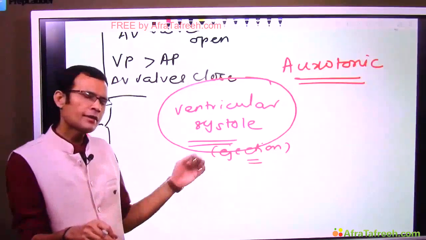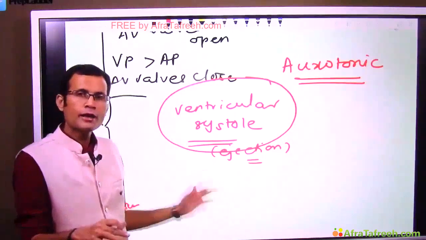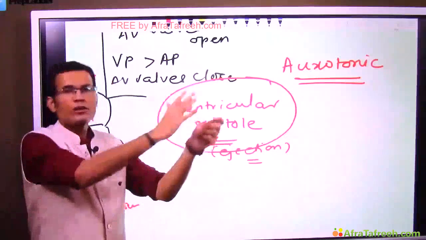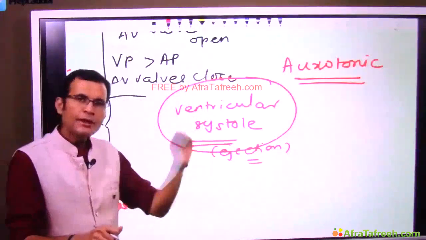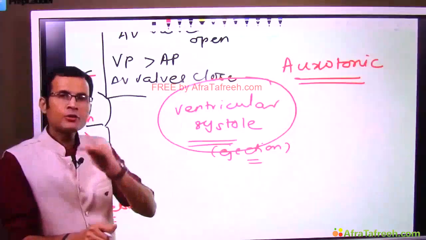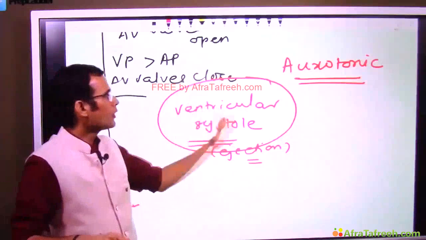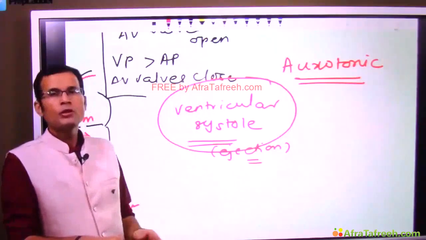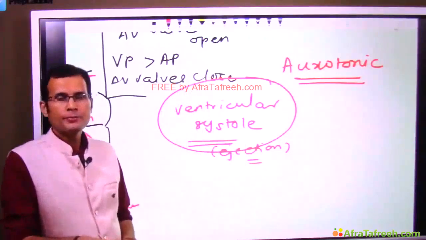Oxotonic contraction is exactly opposite to that of myotonic contraction. What is oxotonic contraction of the muscle? Increasing strength of contraction. As the contraction proceeds, strength of contraction goes on increasing. Such contractions are called as oxotonic contractions. And ventricular systole is typically said to be the oxotonic contraction.